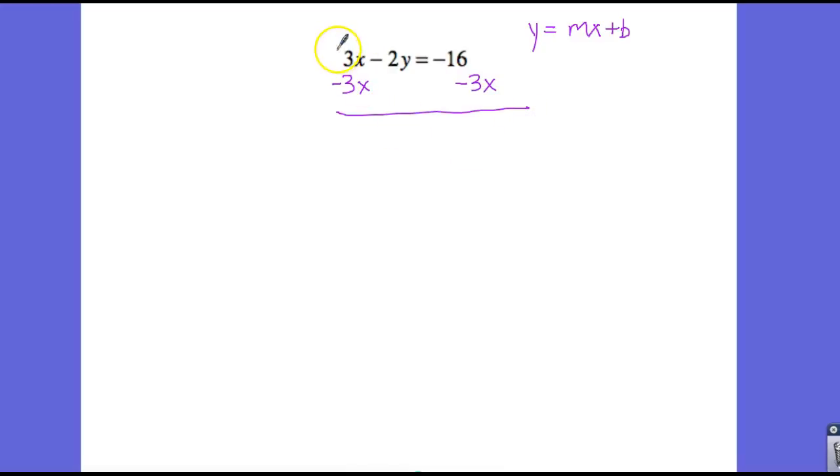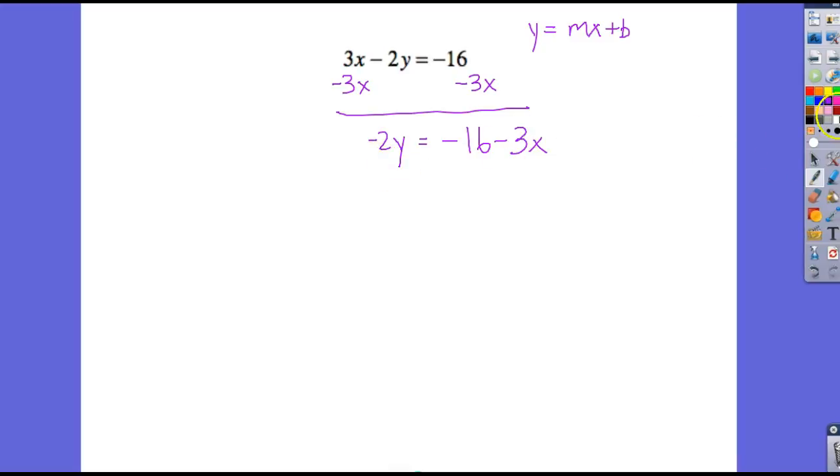Something I have to be careful about, this is 3x minus 3x is just 0. We're left with negative 2y on this side. This is what I have to be careful about. I can't take x's away from 16, from numbers. These are x's, these are numbers. They're not like terms. So I'm just going to put negative 16 minus 3x. I can't combine them. They have to stay separate. These are x's, these are numbers.